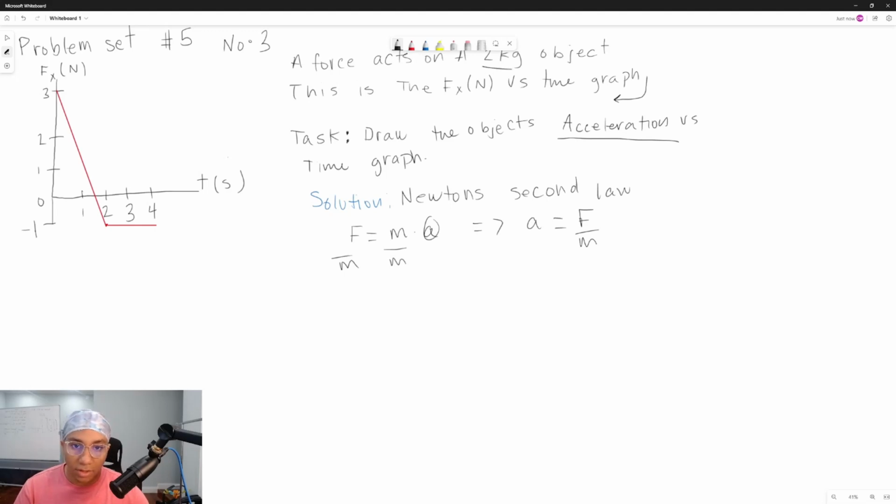So we have our mass here. Our mass is 2 kilos. And our force graph is represented by this. An easy way to get the acceleration versus time graph is dividing all of these numbers by 2. Divided by 2. And this is now not the force, but the force graph divided by m, which is equal to the acceleration graph, acceleration in x. This is problem set number 5, question number 3. All right, next.